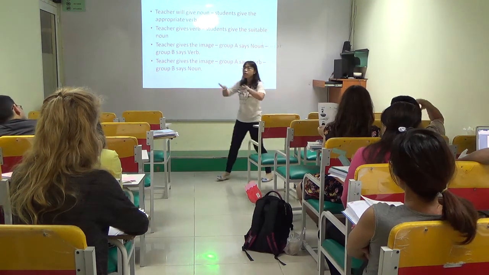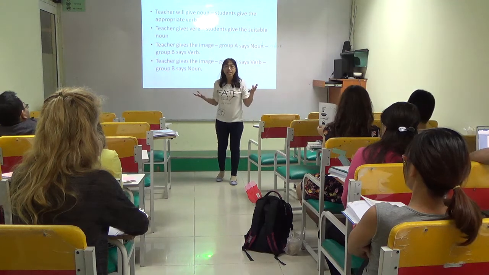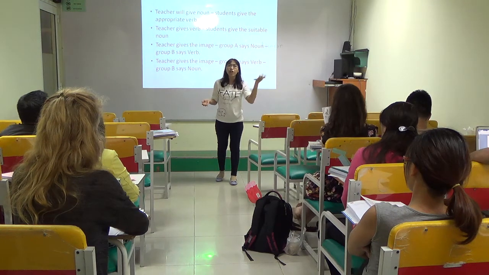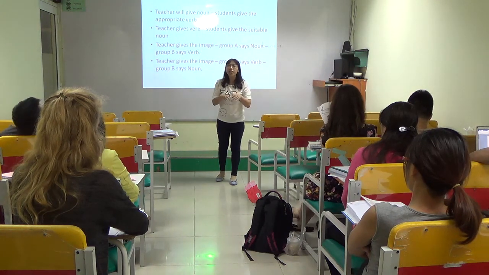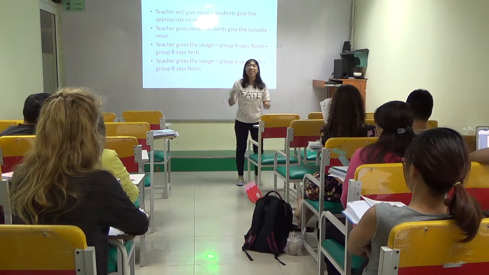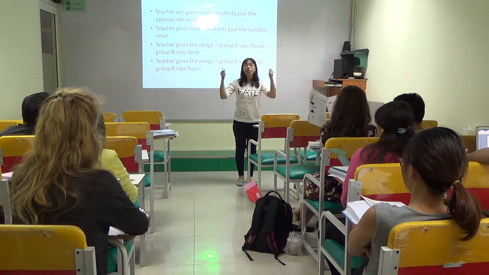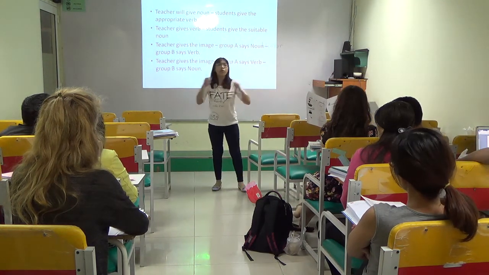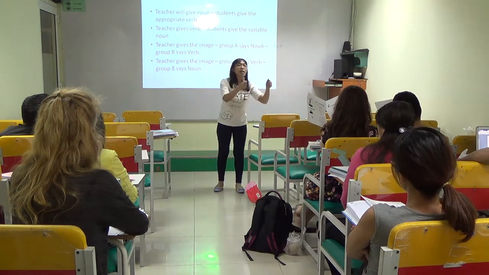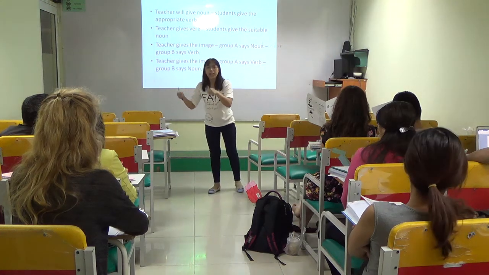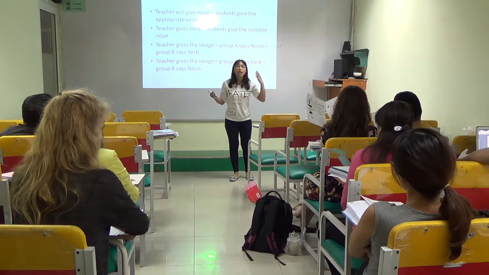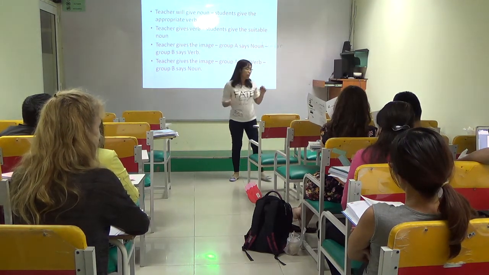Next, I will separate the class into two groups to make sure that each student in class knows the verbs and knows the nouns and how they go together. Okay, I will show them the image. Group A will say the noun. Group B will say the verb, okay? And exchange. I will show the image. Group B will say the noun and Group A will say the verb. Okay? They know how to combine the verb and the noun together, and they know the association of the verb and the noun. Okay?